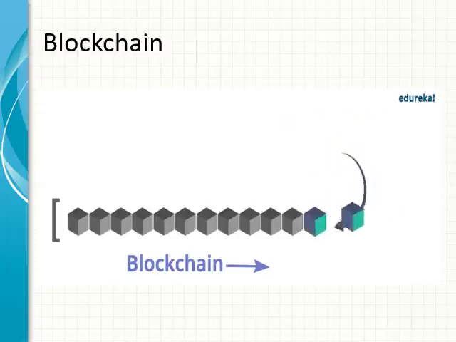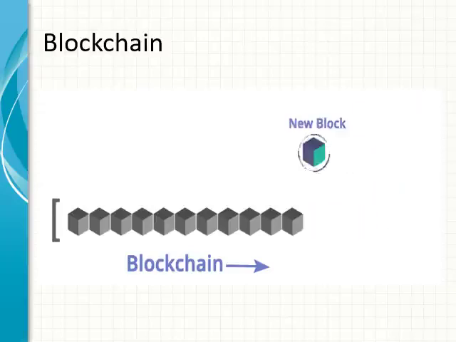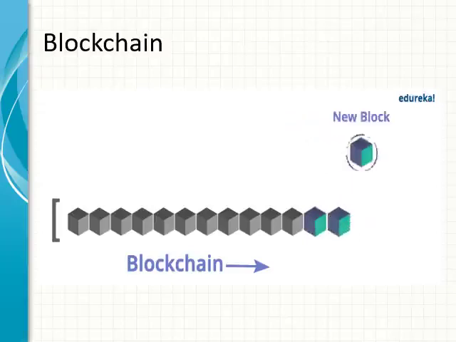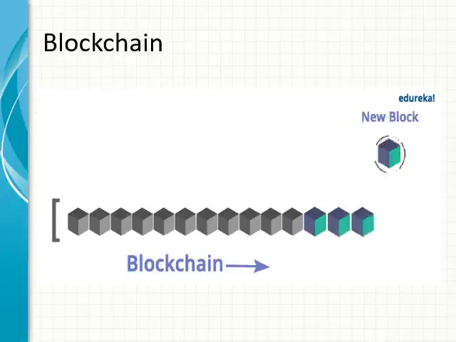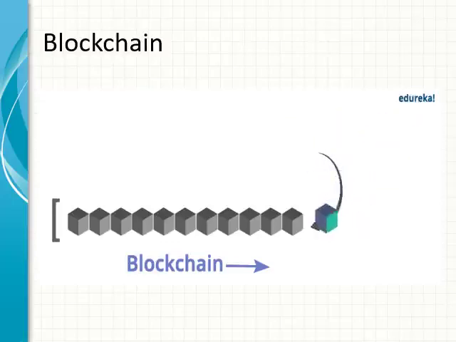Whenever the transaction is committed, whenever the transaction is validated by the participants, then the new block is added in the blockchain. And once the block is added in the blockchain, that block is permanent. It cannot be changed. It cannot be replaced. This concept we have studied in the previous lecture also. So you can see in this figure how the new blocks are added in the blockchain technology.